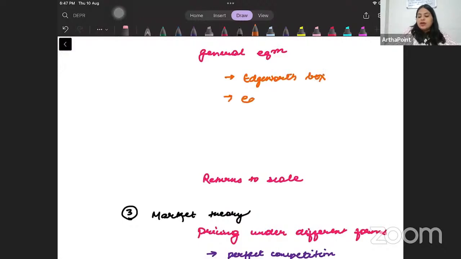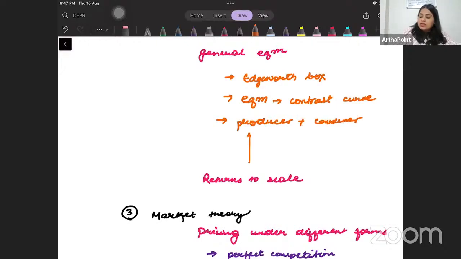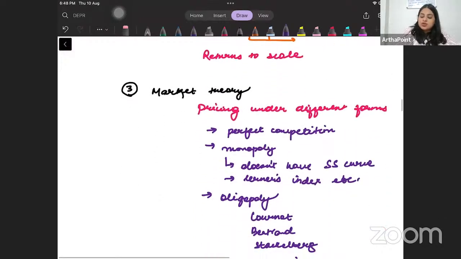Okay, how to find equilibrium under this situation. So what is your contract curve, and how to find equilibrium when producer plus consumer is involved. ठीक है, तो जब हम ये बनाते हैं ना that this is the PPF, this is the IC and we find the equilibrium, वो equilibrium condition जाननी जरूरी है. ठीक है. Next, let's talk about the returns to scale.